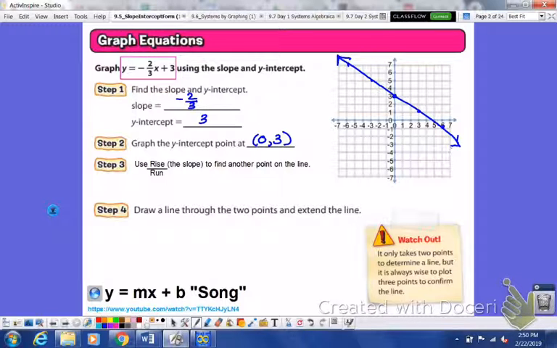Hey, sorry about that interruption there, guys. Just continuing what we were doing. If we look at our little sticky note here, what I was just talking about, it only takes 2 points to determine a line, but it's always wise to plot 3 points to confirm the line, just in case you miscounted. Then I want you guys to add this in real quick.